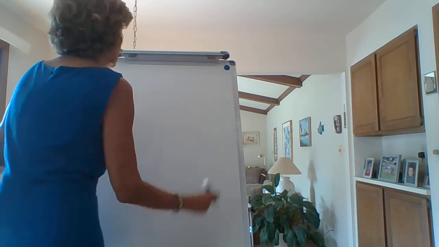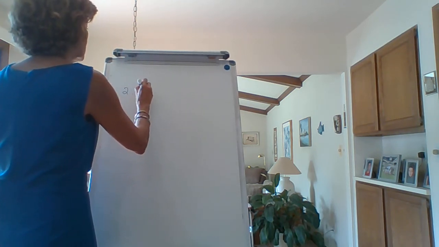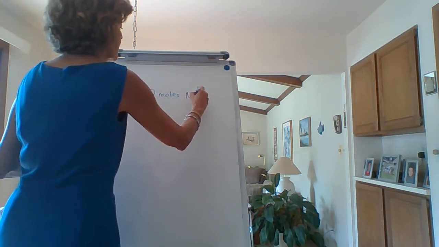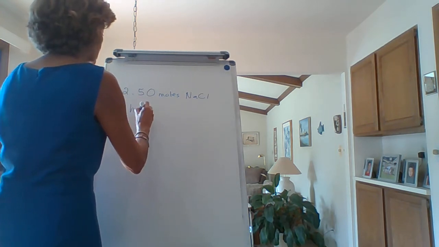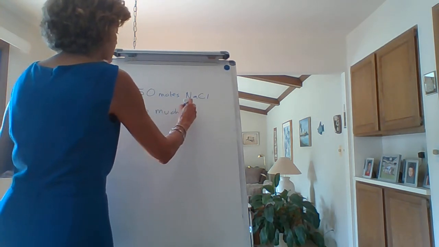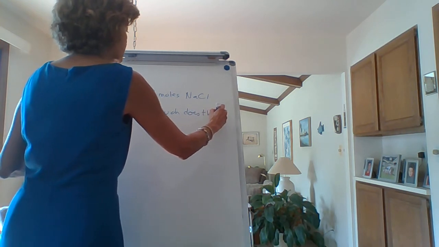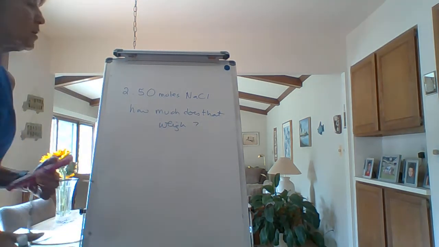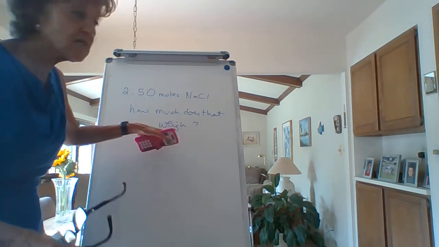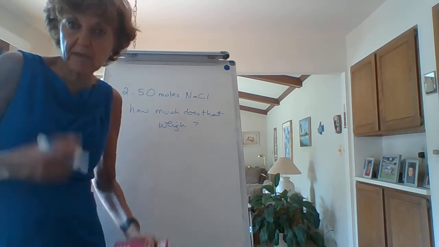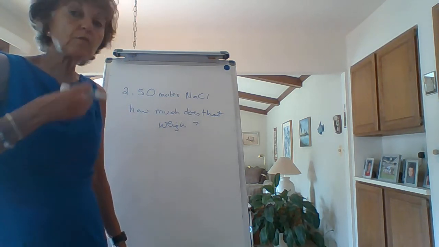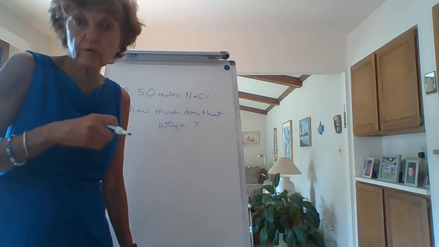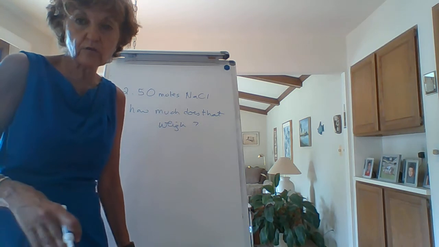So let's say I have 2.50 moles of sodium chloride, and I want to know how much that weighs. All right, so look at what I'm asking. I'm asking for mass. So anytime you see mass in the question, whether I'm looking for mass or I gave you mass, you're going to use molar mass. You're not going to use Avogadro's number.